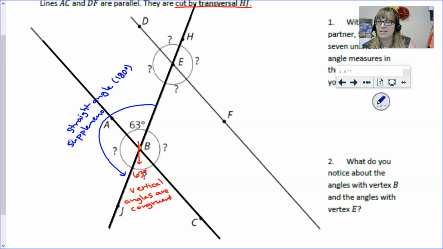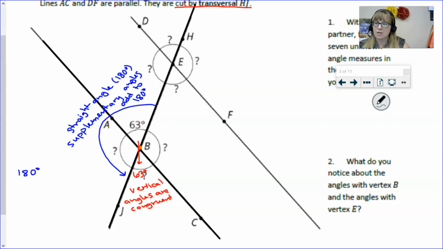Yes, we are writing this down. This is a new term, something that is going to be used throughout this lesson and the next, so I do want you to be familiar with it. Supplementary. And supplementary, again, just a big fancy math word that means adds to 180. So supplementary angles add to 180 degrees.